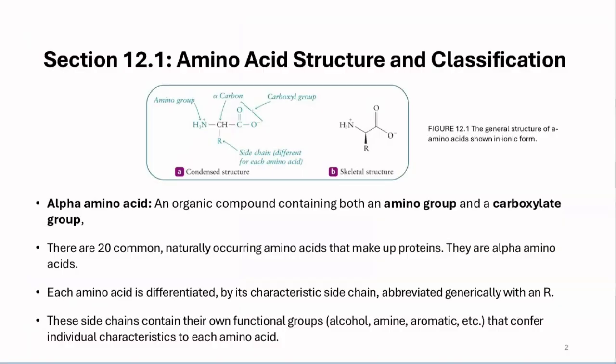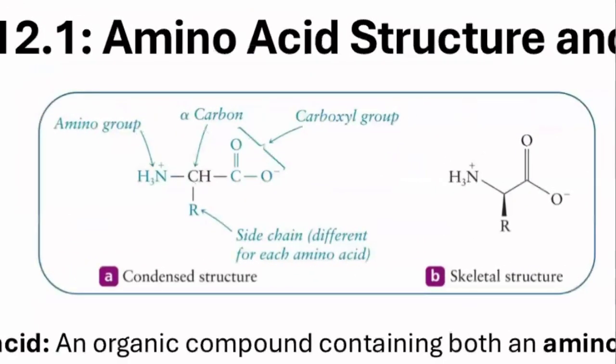An amino acid is an organic compound that contains both an amino group and a carboxylic acid group in the form of a carboxylate. As we can see in figure 12.1, that is the structure for all amino acids. All amino acids have the following components. I'm going to zoom in to look at it more closely.